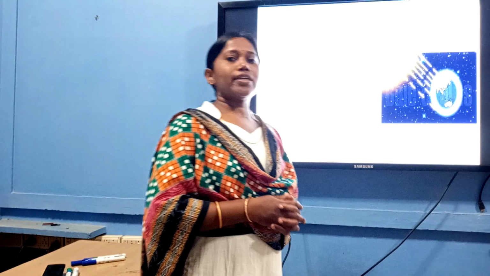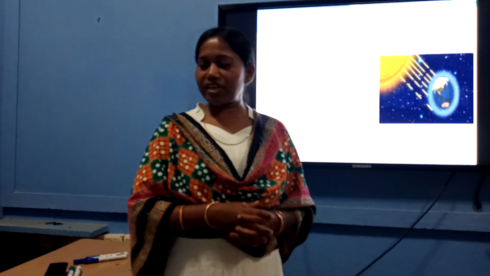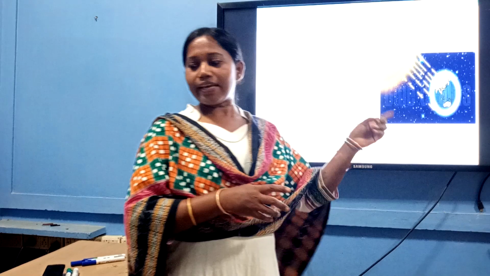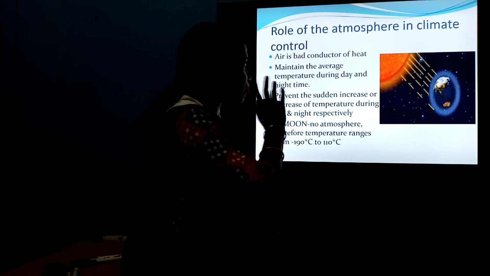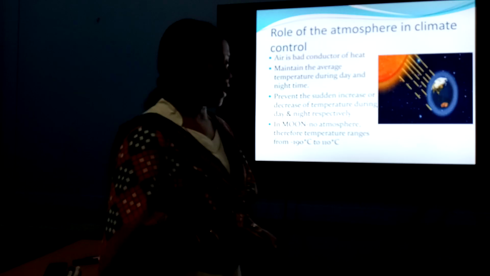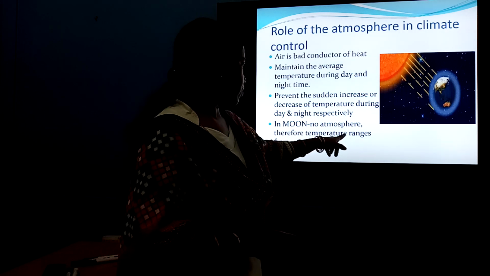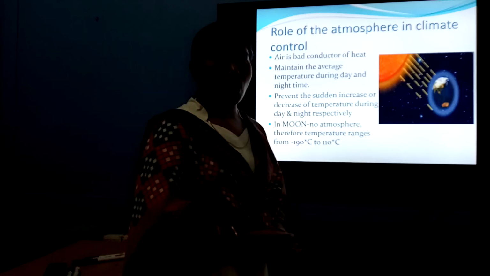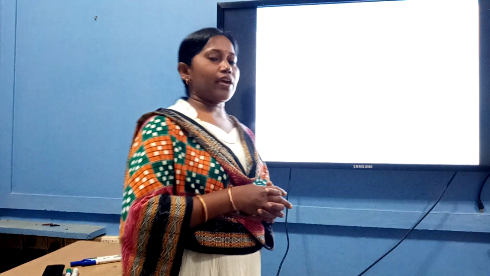Now the role of atmosphere in climate control. Air is a poor conductor of heat, and that maintains the average temperature during day and night time, and it prevents the sudden increase or decrease of temperature during day and night respectively. On the moon, there is no atmosphere, therefore the temperature ranges from minus 190 degrees Celsius to 110 degrees Celsius.